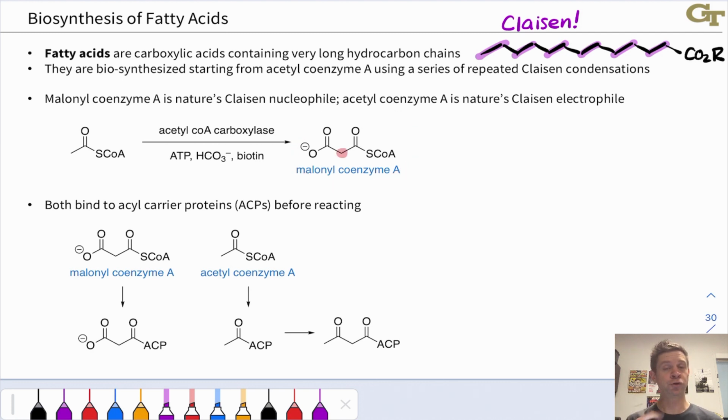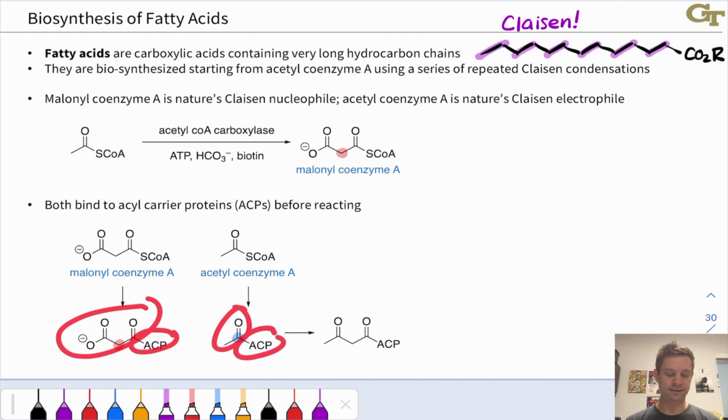So this carbon between the two carbonyl groups is going to act as our nucleophile, and that should seem familiar from previous discussions of, for example, the malonic ester synthesis, where a very similar carbon was deprotonated by alkoxide base and we alkylated it. Both of these coenzyme A thioesters bind to acyl carrier proteins before the reaction takes place. We're going to abbreviate those as ACP, and then the actual bond-forming event occurs inside the active site of an enzyme. So here I've just linked up the malonyl group to the ACP and the acetyl group to the ACP.